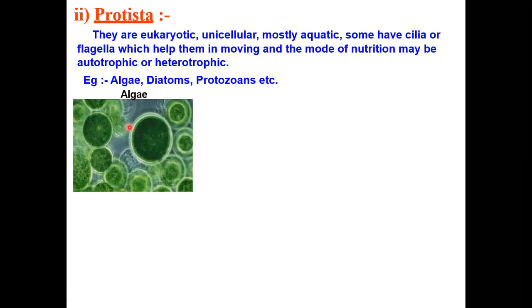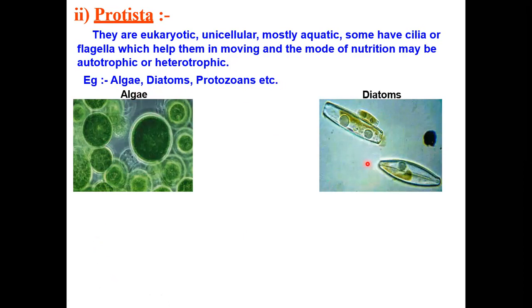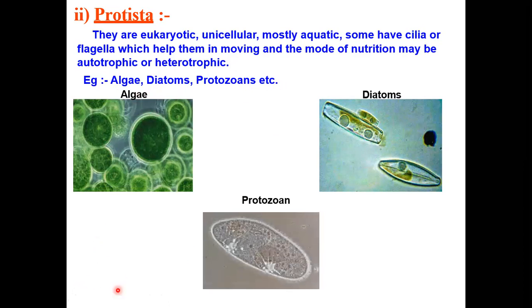This is the structure of algae. This is the structure of diatoms. These are protozoans. Protozoans are primitive organisms, and different types of examples are in protozoa, like amoeba and paramecium.